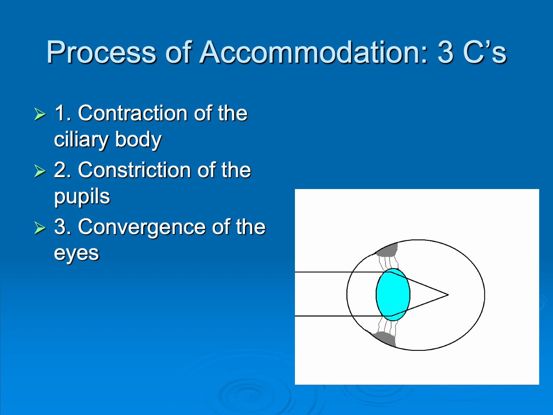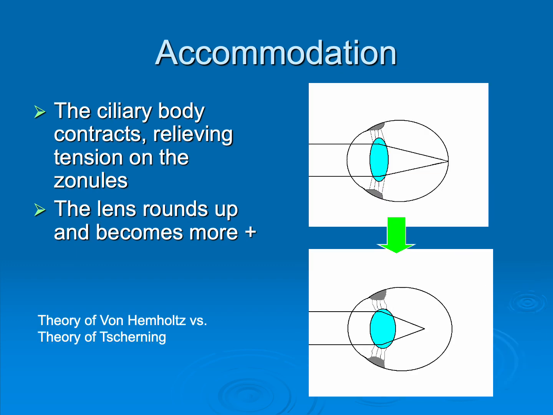Here we have a diagram of what's going on in accommodation. And there are 3 C's that go on whenever we accommodate. You can see them here. And although the pupils constrict and the eyes turn in, the contraction of the ciliary body gets all the press. And here's why we care about that.